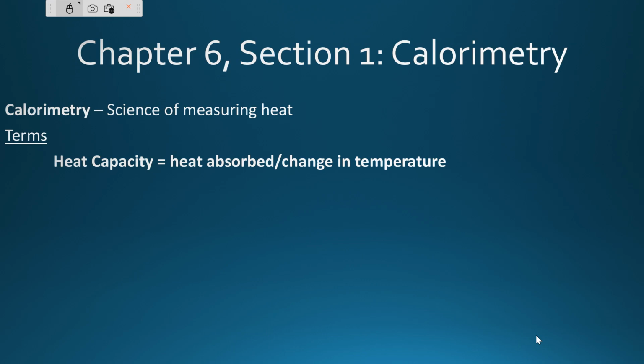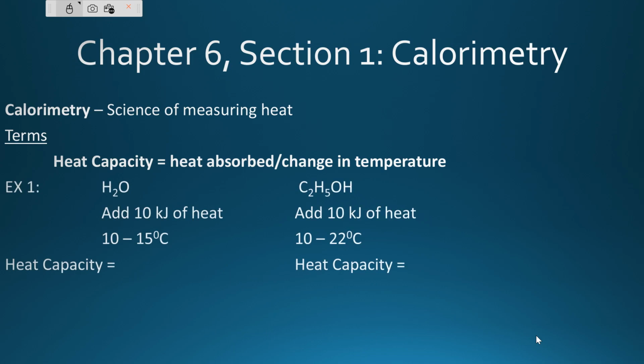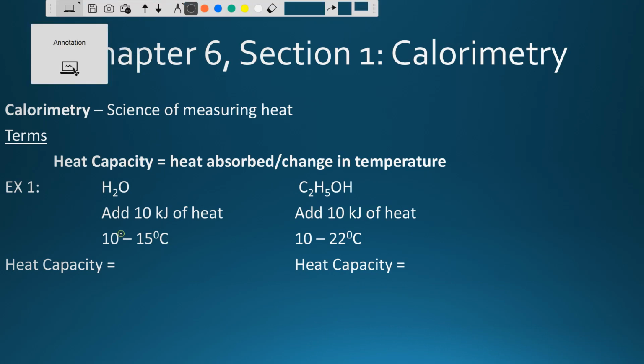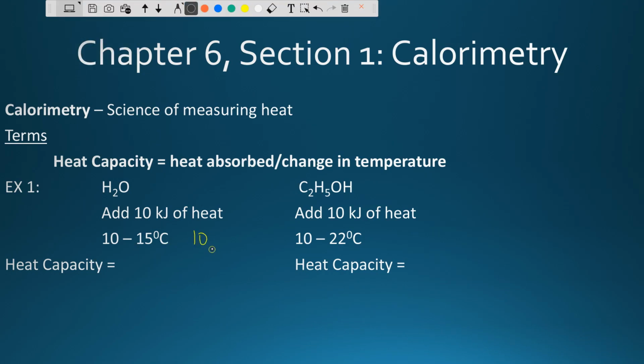We can take a look at different objects and how much heat they can absorb as a function of the change in temperature. Heat is in kilojoules, and temperature is the measurement of the particle movement of particles, and that relationship is called the heat capacity. So if I compare two things, H2O, water, and C2H5OH, and I add the same amount of heat to each, 10 kilojoules, well, for water, let's just take the absolute value, I see the change in temperature is from 10 to 15.